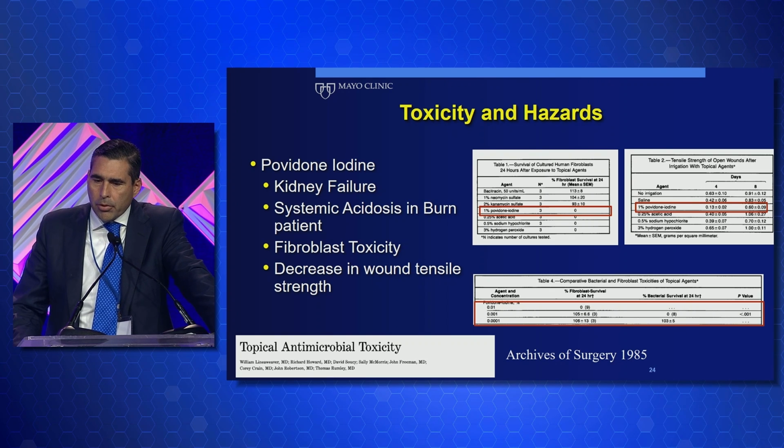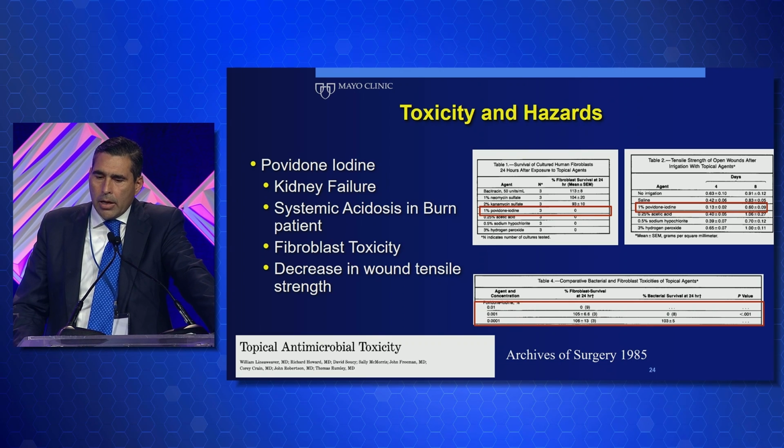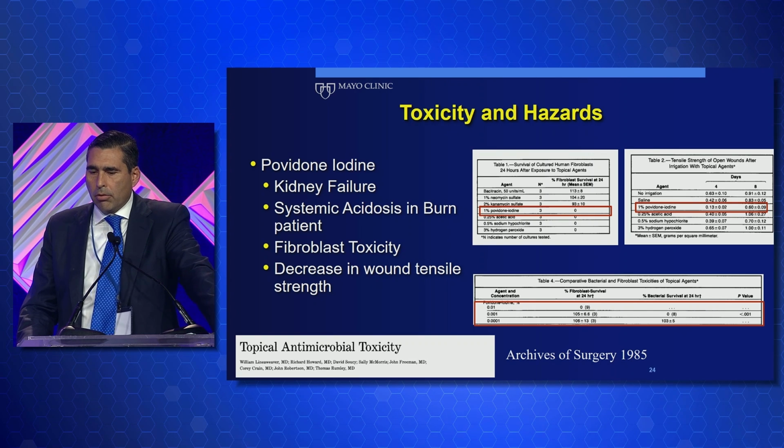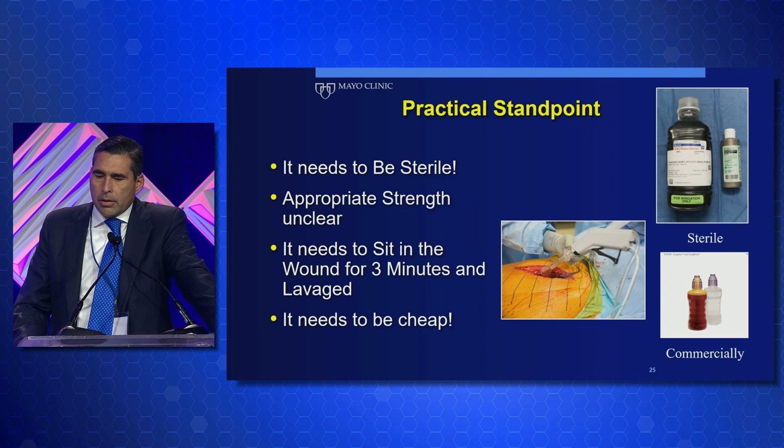And the first paper that actually looked at the use of povidone iodine saw that they actually had to dilute it to 0.001% for it to avoid fibroblast toxicity at 24 hours.